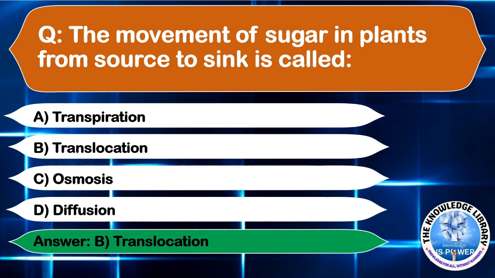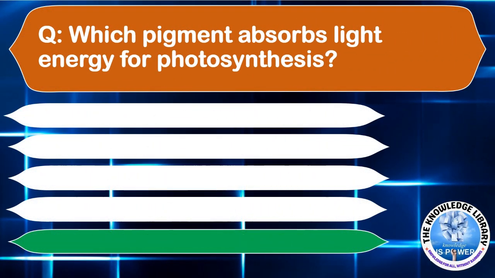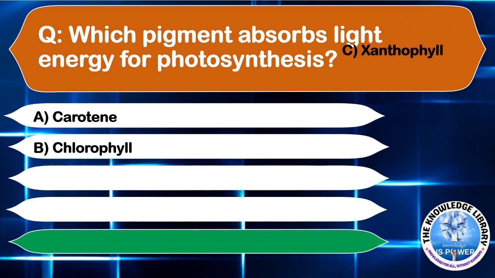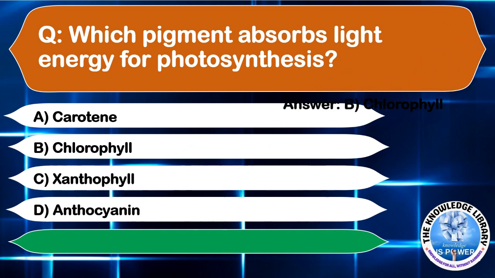Moving to the next question. Which pigment absorbs light energy for photosynthesis? Option A, carotene. Option B, chlorophyll. Option C, xanthophyll. Or option D, anthocyanin. The correct answer is option B, chlorophyll.